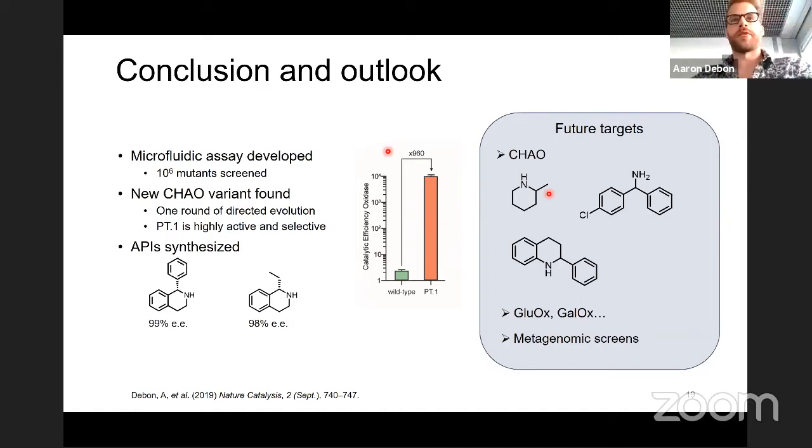It would also be interesting to go into the and screen tetrahydroquinolines with this assay. Also, we can use different oxidases. Glucose and galactose oxidases are well described in literature. And when you do a quick BLAST search, for example, you can see a lot of predicted oxidases which haven't been characterized yet. So this assay could also be useful for screening metagenomic libraries.